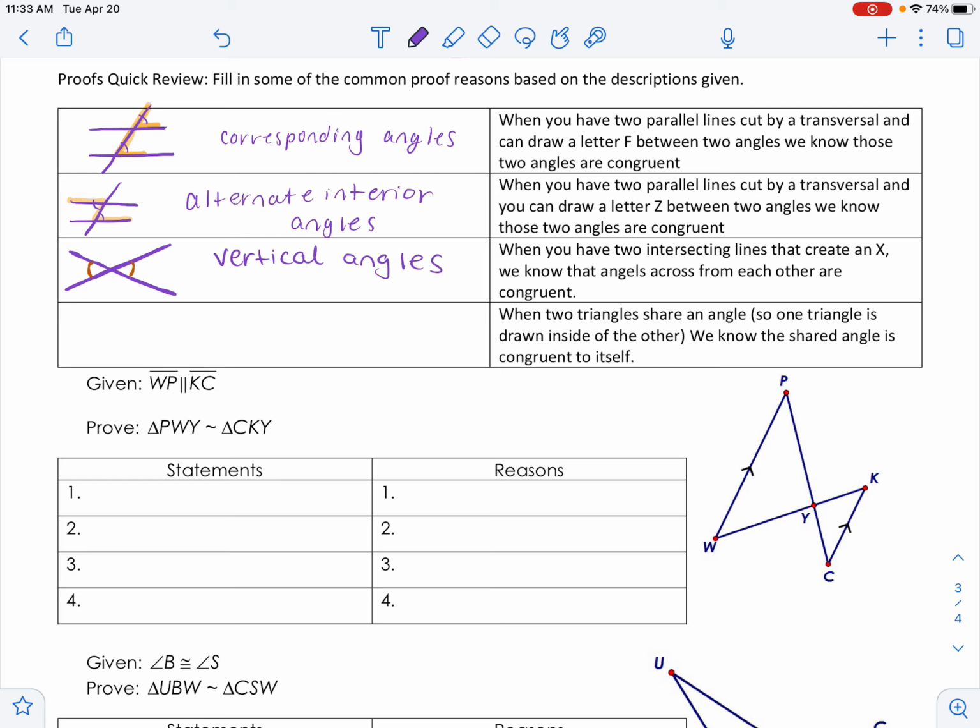And the last one, when two triangles share an angle. So one triangle is drawn inside the other. So here we go. Here's my triangle. There's the other one. They both share this angle A. I can say that this angle A is congruent to itself, right? We know that the shared angle is congruent to itself. That is the reflexive property.